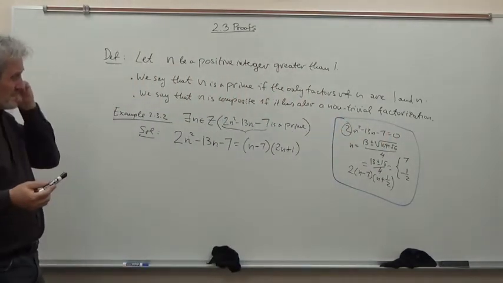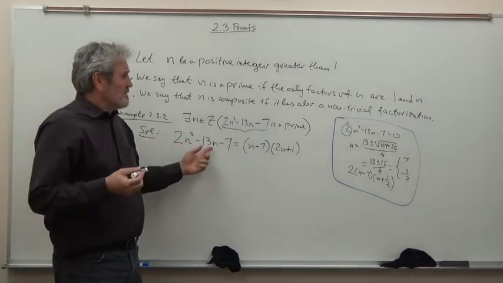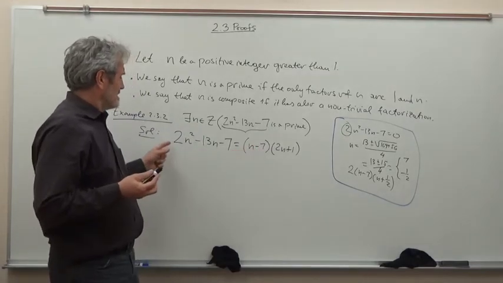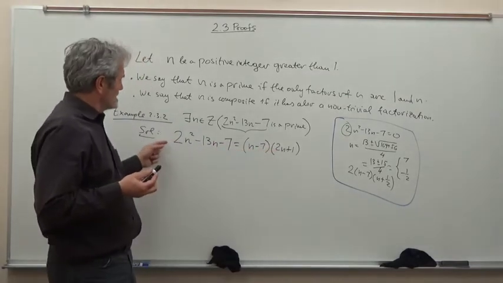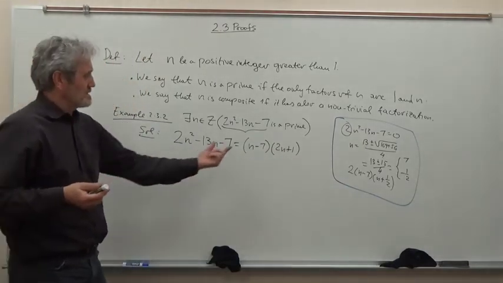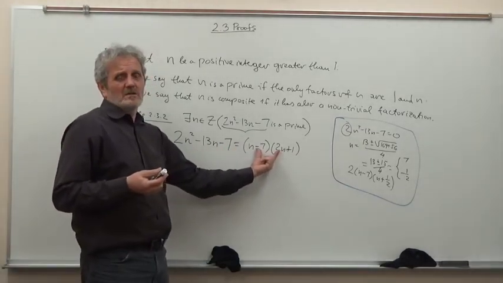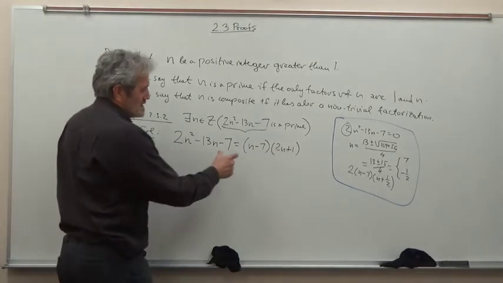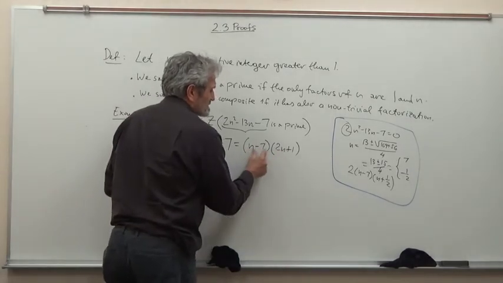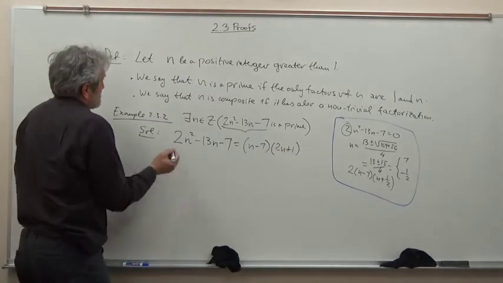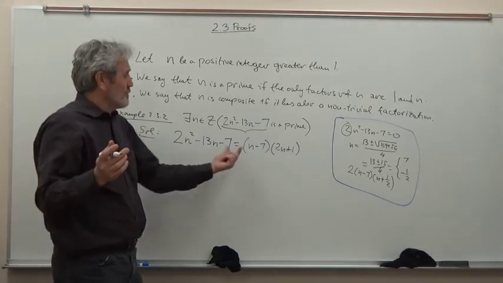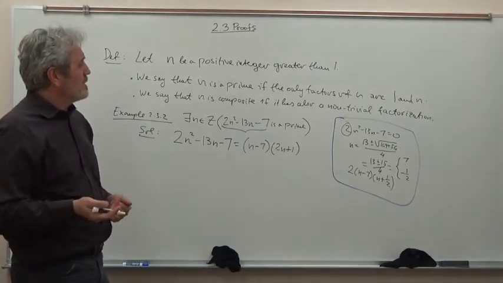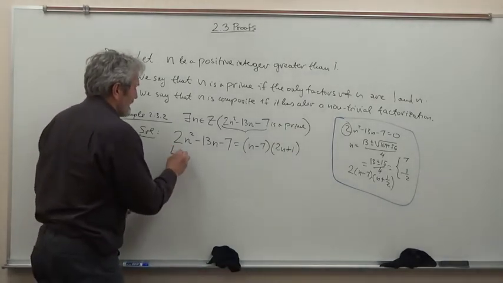So the question is what? Most numbers in this form will be composites. Why? Because here is a factorization. And the only way to make this prime is to force one of these two numbers to be 1. That might not help, but if you don't force any of them to be 1, then here's your non-trivial factorization and your number is composite.